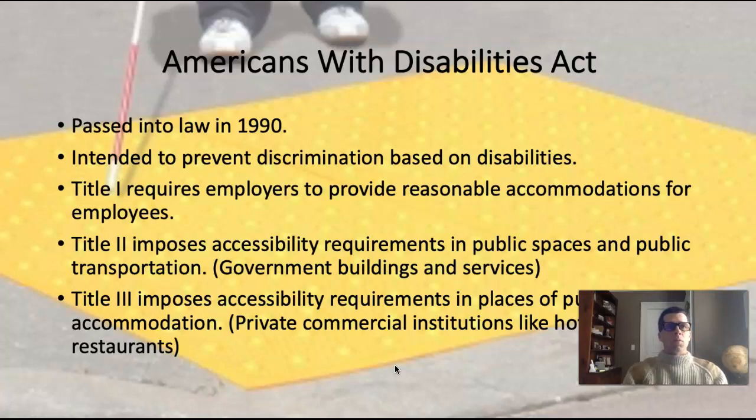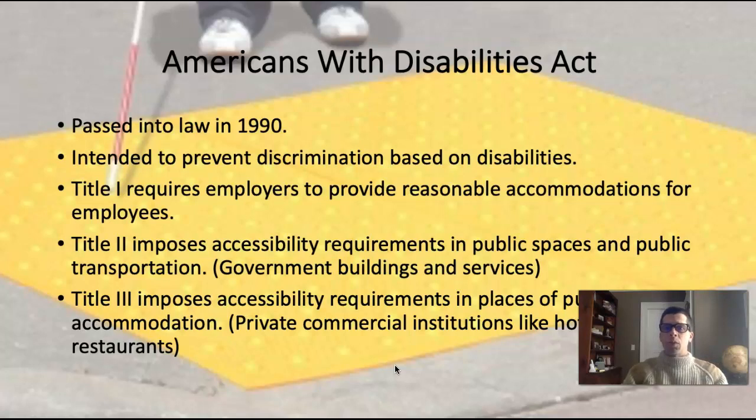And so the ADA is divided up into three parts: Title I, Title II, Title III. And Title I mostly refers to employers providing reasonable accommodations for their employees. So a place of business can't say, well, you can't work here if you can't do this thing, for the most part. We're not going to be talking about Title I too much. We're mostly going to be talking about Title II and Title III.